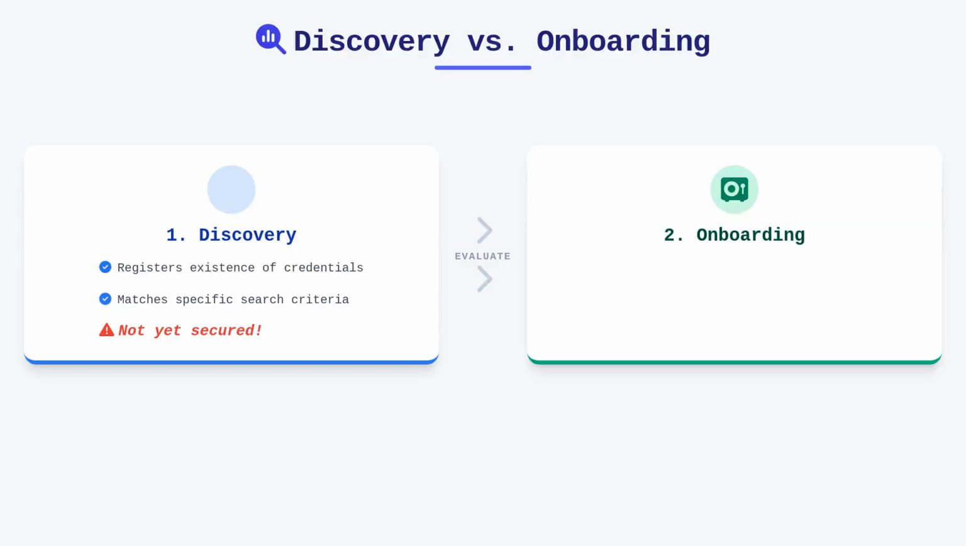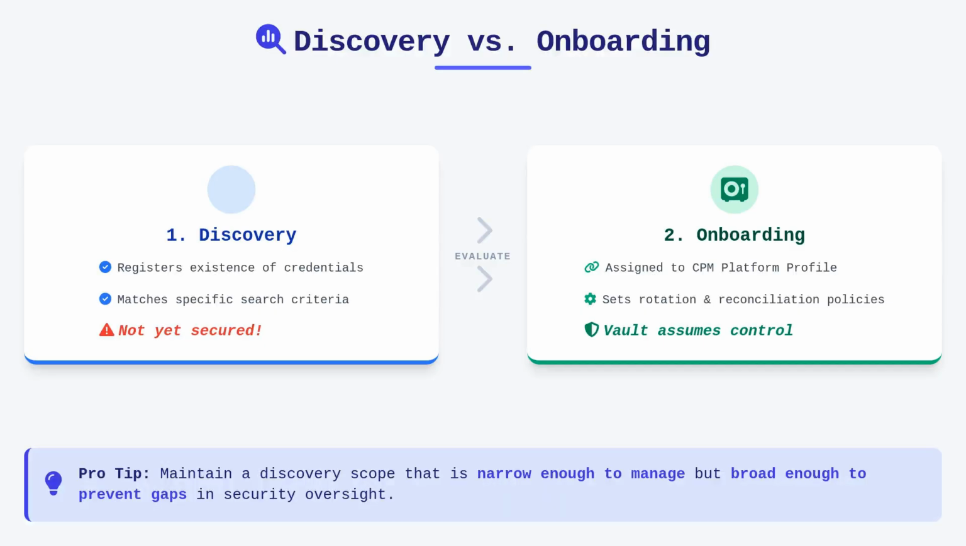When you onboard a discovered account, you associate it with a specific platform profile in the CPM. This platform determines the policy rules for password rotations, verification, and reconciliation. Only after successful onboarding does the vault assume control over the credential. Until that moment, the account technically remains at risk of compromise or misuse, regardless of how well it is identified within the discovery results. Always ensure your discovery scope is sufficiently narrow to be manageable, but broad enough to prevent gaps in oversight.